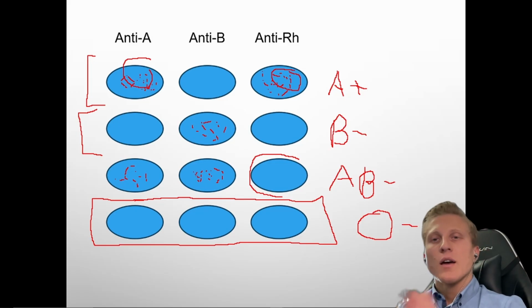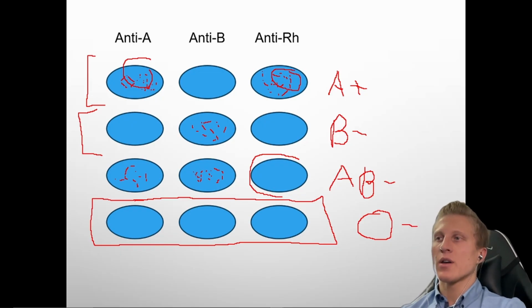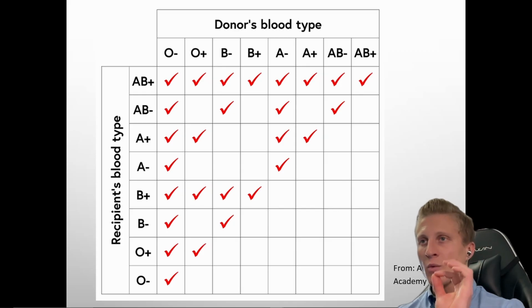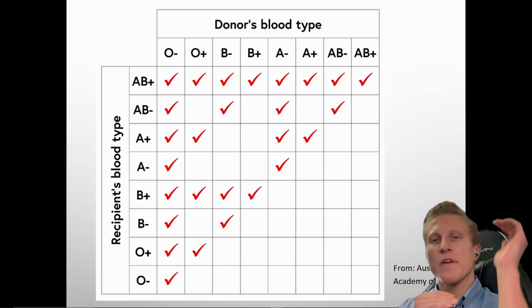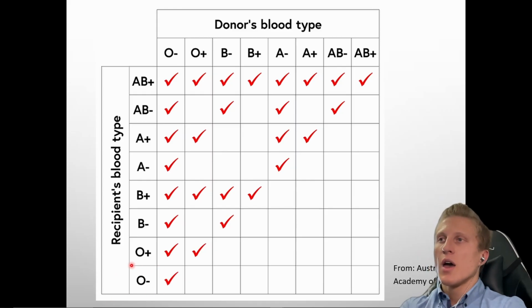Now, bearing that in mind, it should make sense. Let's talk about compatibilities, because compatibilities can sometimes be a little bit tricky. The way I like to start this off is we'll start at the extremes and then go to the middle ground. Right here, let's start off with O negative type blood. If we have a patient with O negative blood, who can they give or receive blood from?